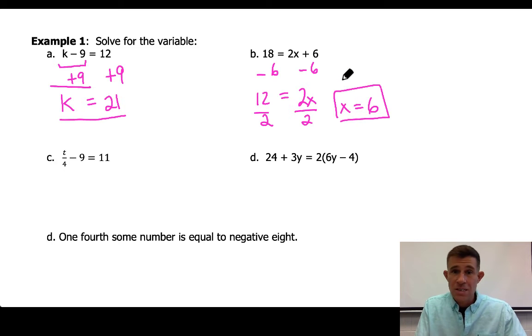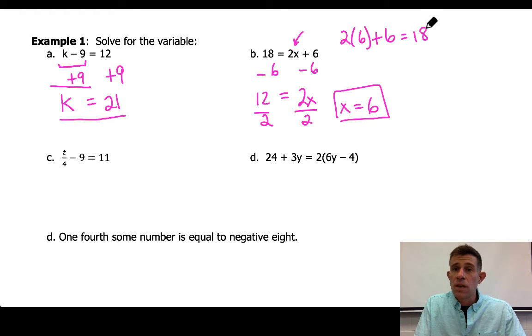Now there's an easy way to check and see if you are correct. Simply take that value of 6 and plug it back in for your variable, and then follow your order of operations. 2 times 6 plus 6 gives me 12 plus 6, which is equal to 18, and that's what my sentence stated it was equal to.